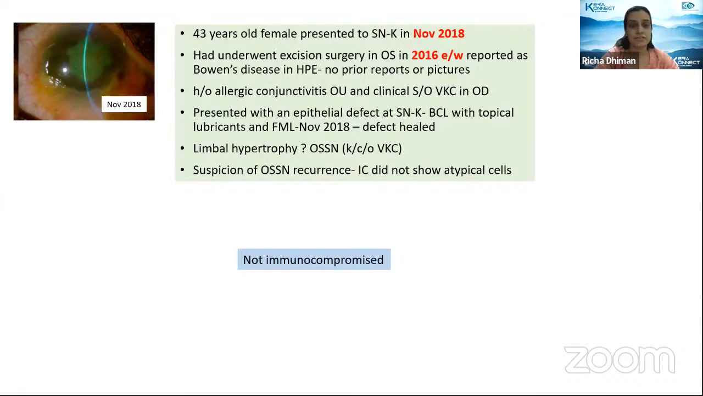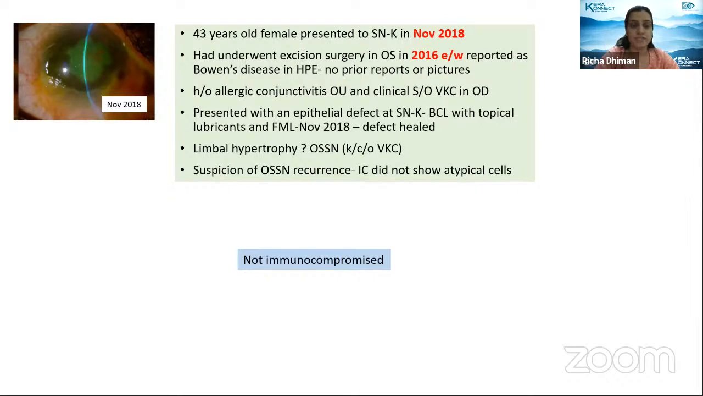She was a 43-year-old female who presented in November 2018. She had undergone excision surgery in the left eye in 2016 elsewhere, which was reported as Bowen's disease. Although no prior reports or pictures were available, she had a history of allergic conjunctivitis in both eyes and clinical signs of VKC in the right eye.